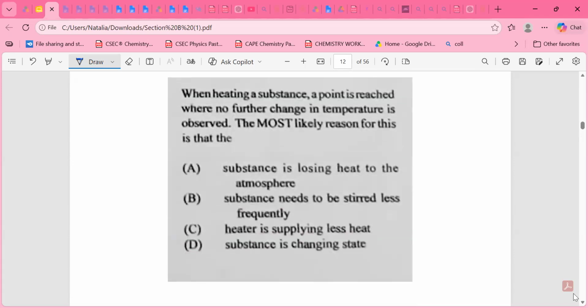When heating a substance, a point is reached where no further change in temperature is observed. The most likely reason for this is that we have a change in state. Once there is no change in temperature while you're supplying heat, that means you have a change in state.